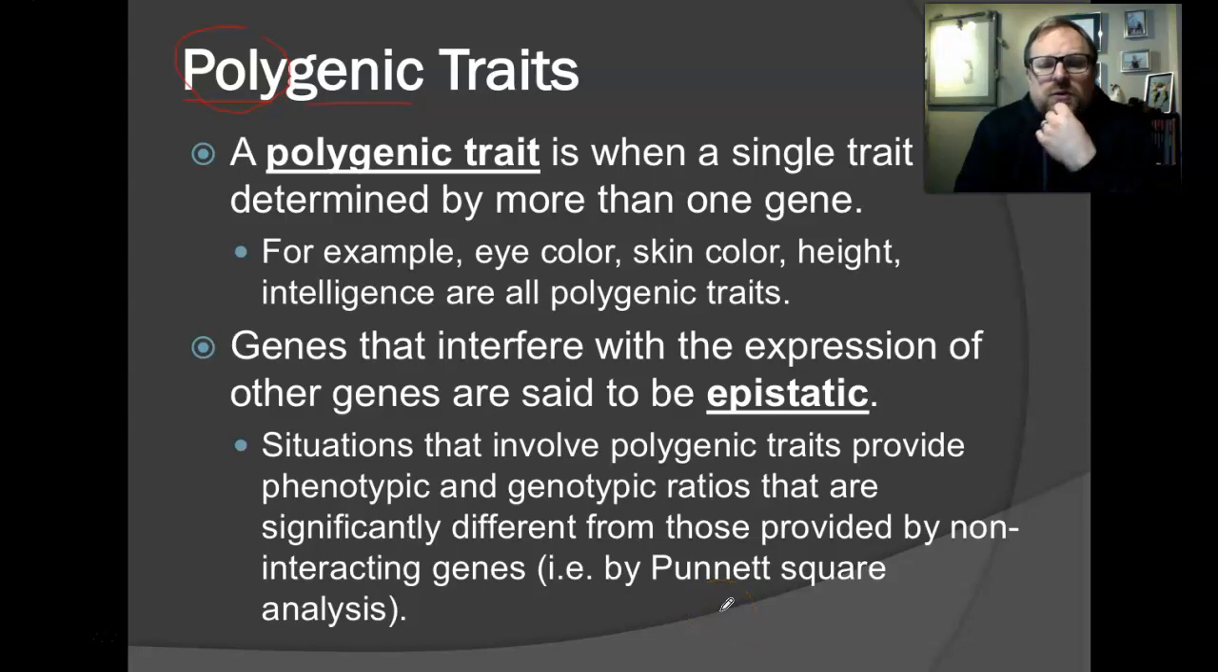Situations that involve polygenic traits involve phenotypic and genotypic ratios that are significantly different from those provided by non-interacting genes. What that means is if we did a Punnett square analysis of eye color of a whole bunch of people, we wouldn't find a 9 to 3 to 3 to 1 ratio. We wouldn't find a 3 to 1 ratio. We wouldn't find any of those phenotypic ratios we're used to, because it's controlled by 2 or more genes to give us the expression of our eye color. So it's important for you to understand what polygenic means and what implications that has on our expression, particularly phenotypic expression of genes.